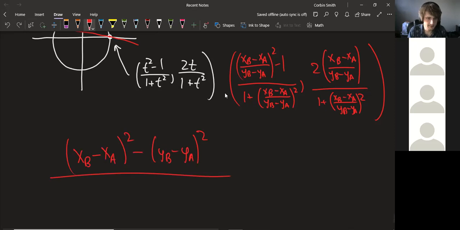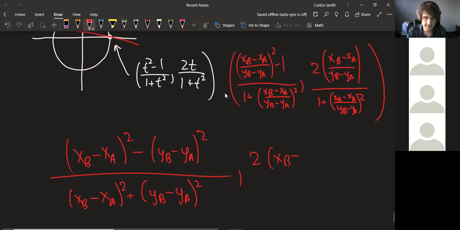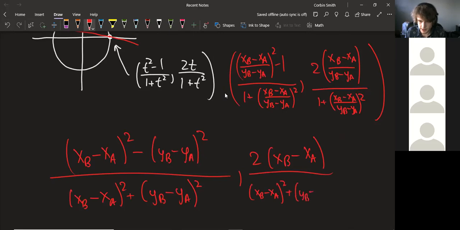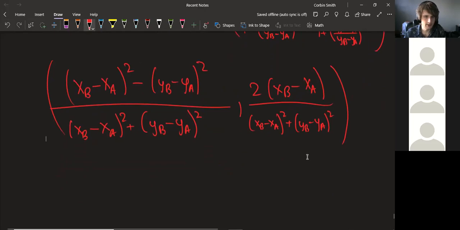let's rewrite this as xb minus xa squared plus yb minus ya squared, comma, that's going to be, if I multiply this by yb minus ya squared, that's going to be 2 xb minus xa divided by yb minus ya. What's the same denominator? Let's keep it consistent. xb minus xa squared plus yb minus ya squared. And we're going to get some nice cancellation if we expand this out.